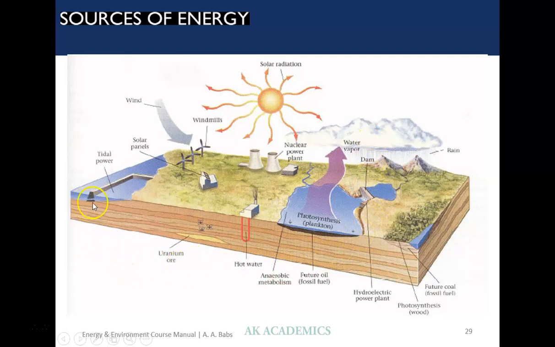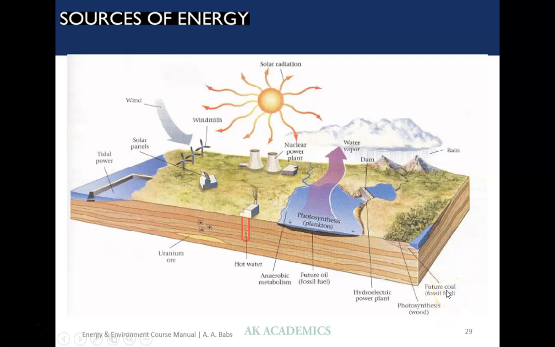You will see quite a number of other processes that go on right underneath here to make sure that we have our fossil fuels. Right underneath the bed here, we have uranium ore, and hot water going down here for geothermal. This is geothermal. We have some aerobic metabolism going on here, anaerobic metabolism, and photosynthesis, all of those leading to fossil fuel. Then we have the hydroelectric power plant, photosynthesis from wood, and coal also, which is part of the fossil fuels too.